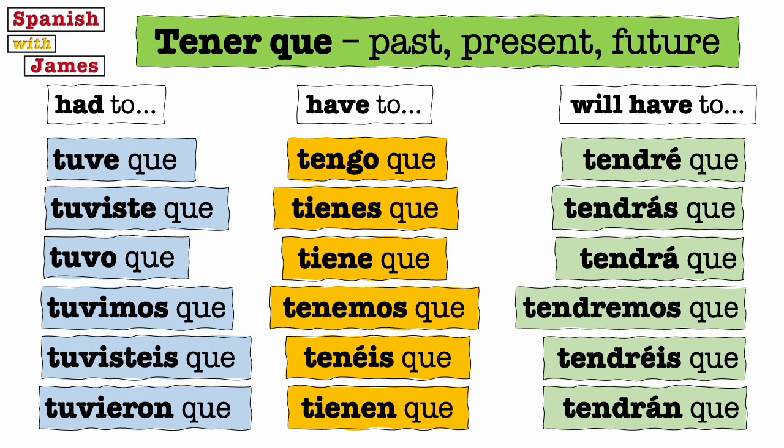If you want to say I'm going to have to do something, or you're going to have to do something, instead of I will have to or you will have to, then you could say voy a tener que or vas a tener que, so using the near future tense, and for that you need to know voy, vas, va, vamos, vais, van, your 6 conjugations of the verb to go.